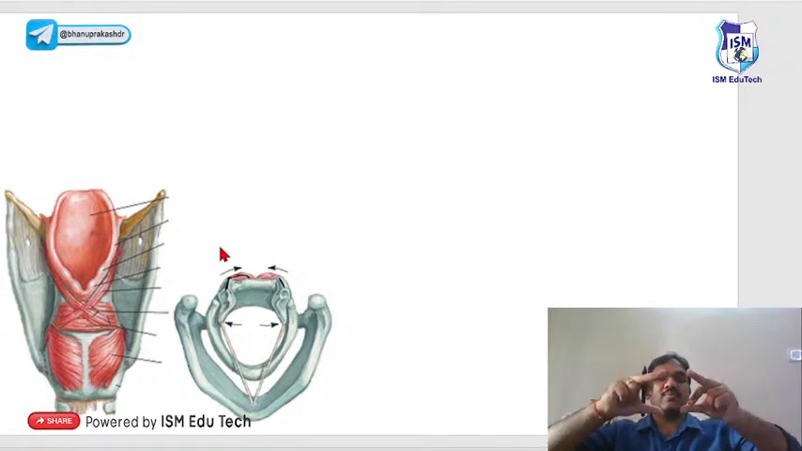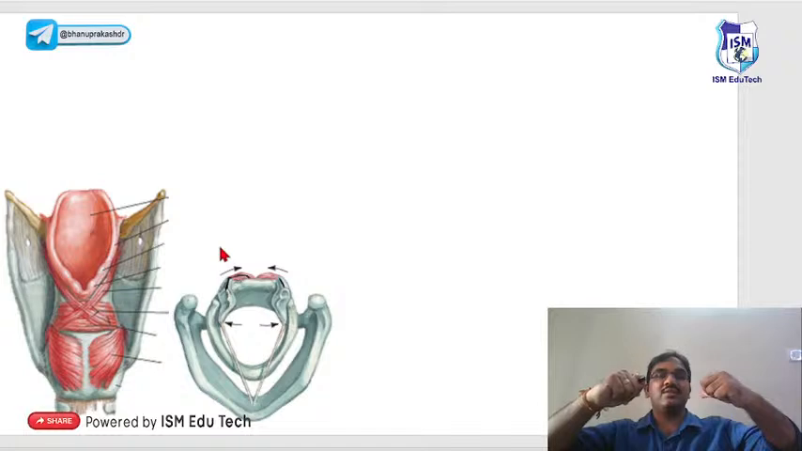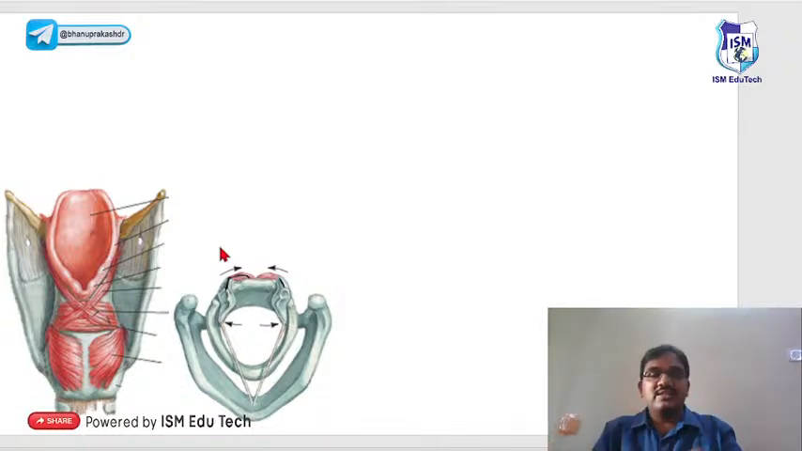Okay, so what happens: the vocal processes, which are lying like this, due to the abductor pull by the only abductor muscle, the posterior cricoarytenoid, will move like this. So what is happening? The vocal processes are getting lateralized. Then your laryngeal inlet is getting widened, opened. Okay, that airway is opened.